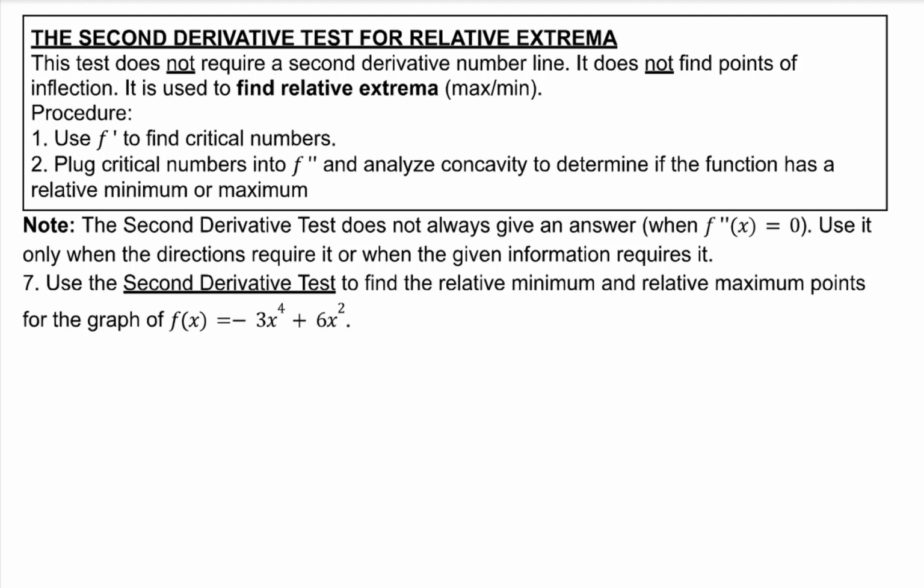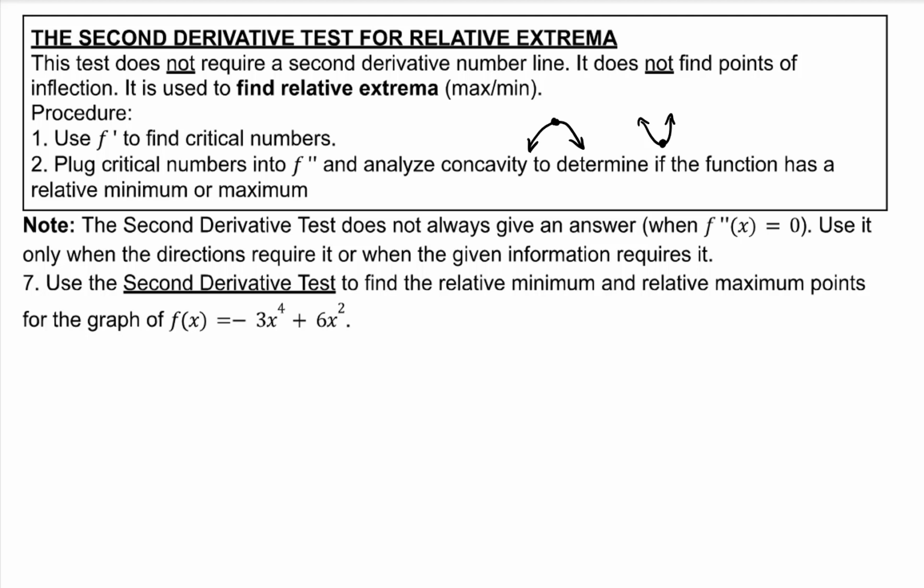If you have a critical number and your function is concave down at that critical number, what does that give you? A local maximum. And if you're concave up at a critical number, that would give you a local minimum. The second derivative test does not always give an answer. So when f prime prime of x is equal to 0, the second derivative test is inconclusive.